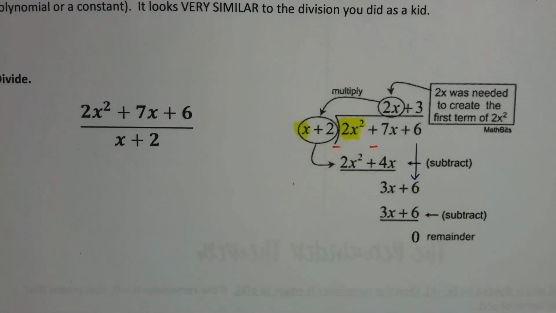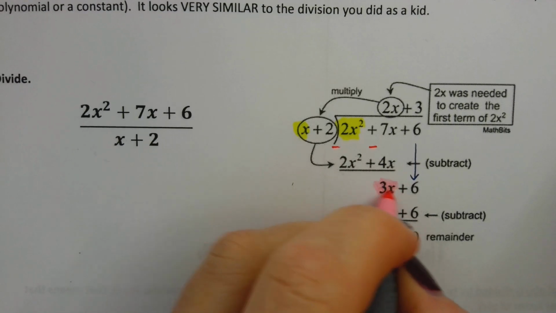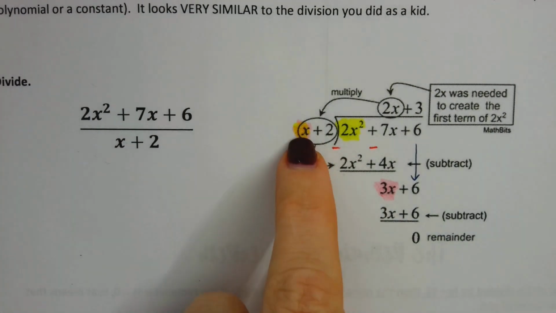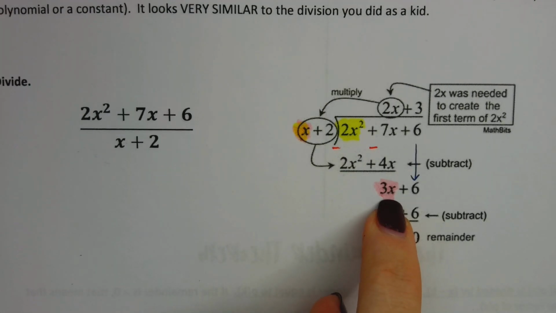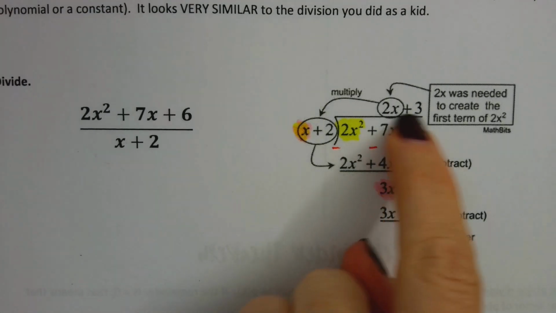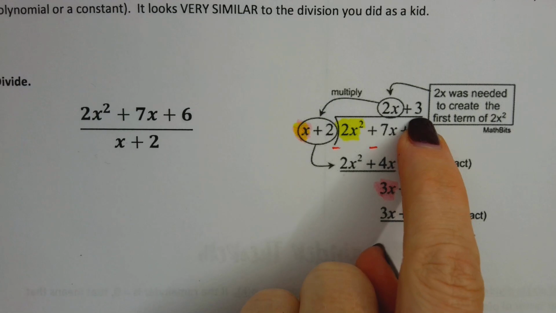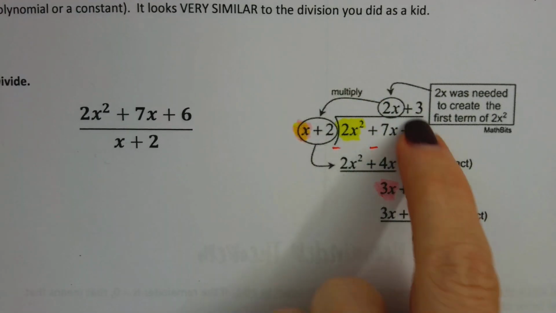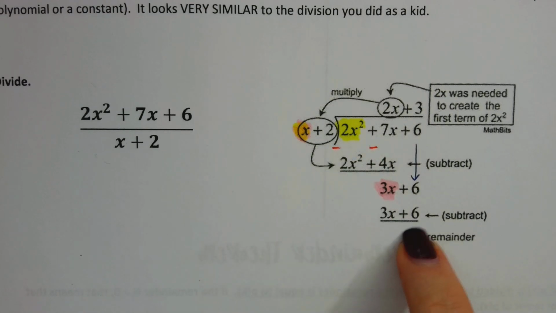And then you repeat that process, except now you're going to look at the first term here and the first term here. And you say, what do I need to multiply x by to get it to be a 3x? 3. So we put the 3 up top. And we take that 3 and we multiply it off the side. 3 times x was this 3x. 3 times 2 is 6.